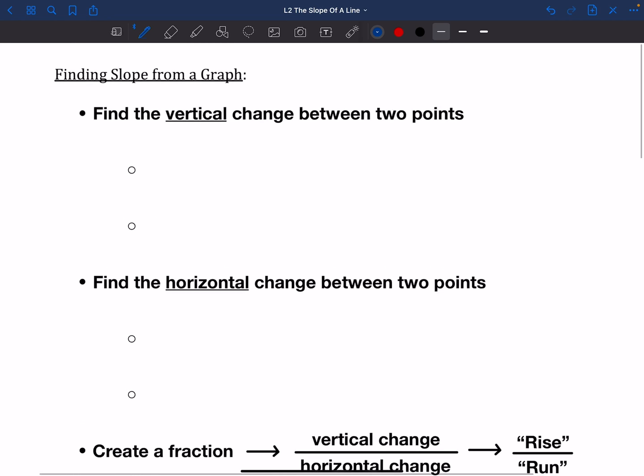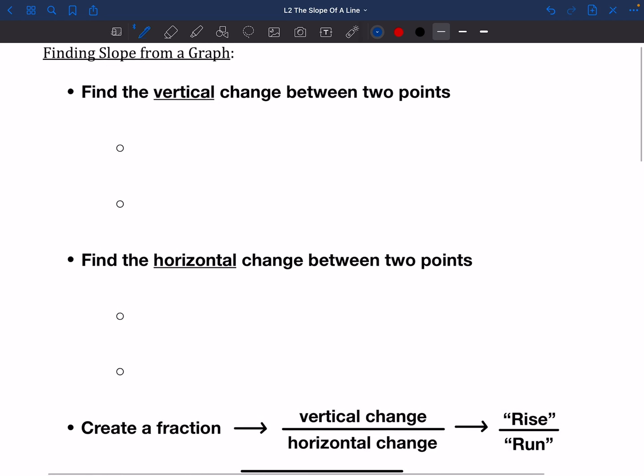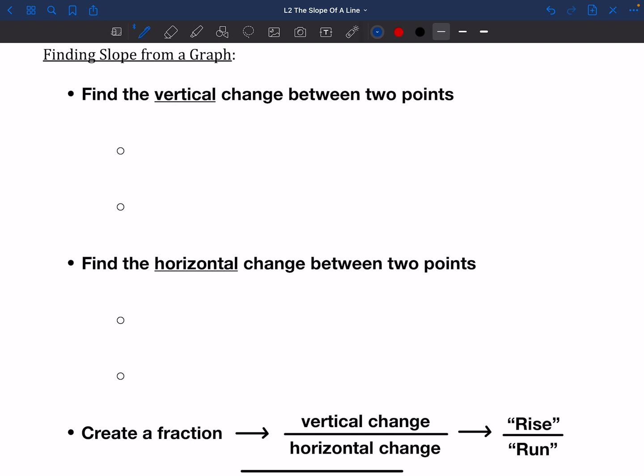So to find the slope from a graph, which might be the one that you've done in the past, if you're peeking ahead to the bottom where it says rise over run, maybe that sounds familiar. What we want to do first is choose 2 points and find the vertical change between them. If the change goes up, then we're going to grab a positive number for that. On the other hand, if the vertical change is going down, then it would be a negative number. So up, positive; down, negative.